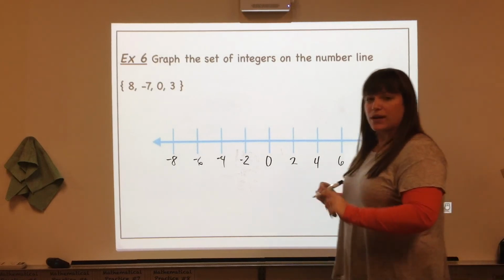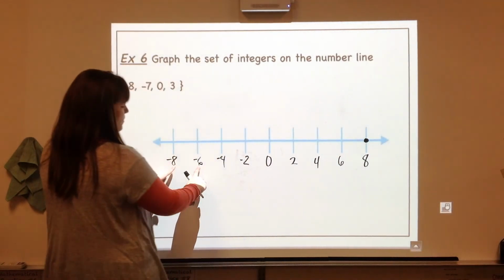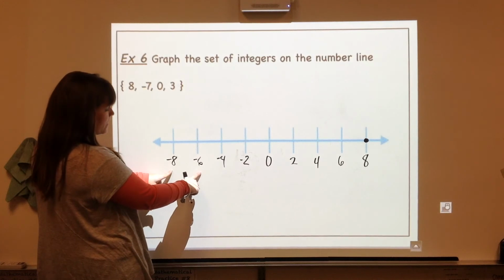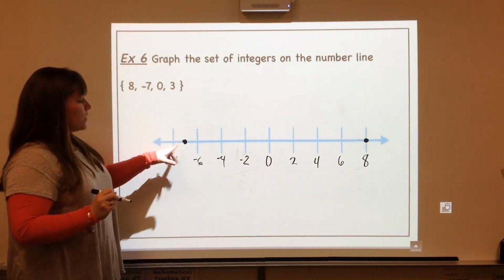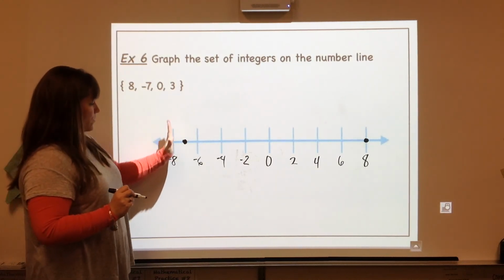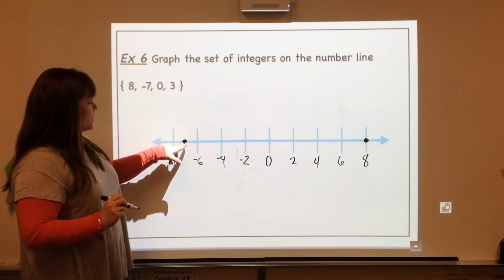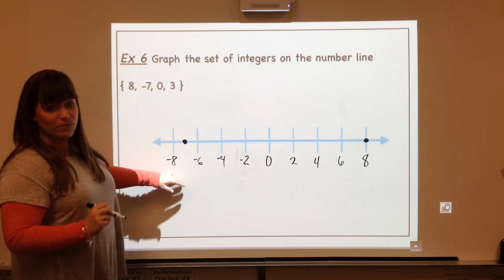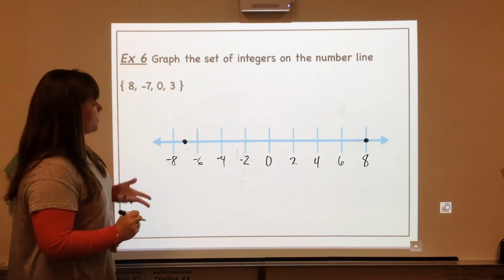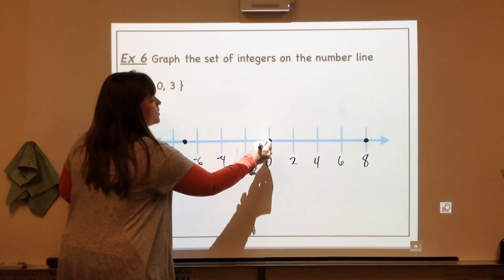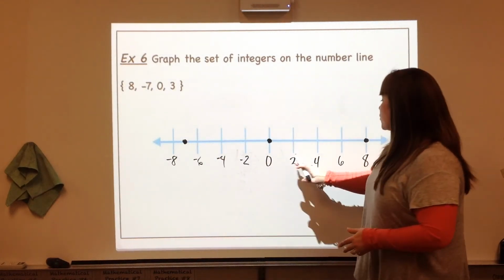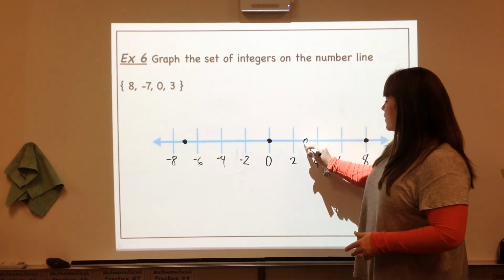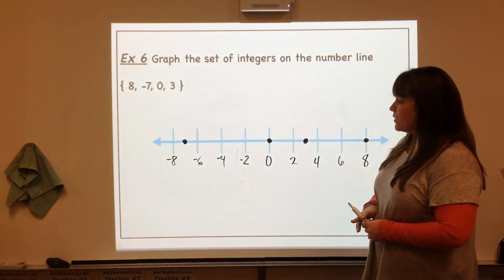-7 though, you have to go in between -6 and -8. So on a number line, there could be situations where you have to put a dot not on an intersection where this little hash mark meets the line. -7 exists halfway between -6 and -8. 0's easy, but you'll notice the last number, 3, we also have to do that same thing. So between 2 and 4 is where +3 is.